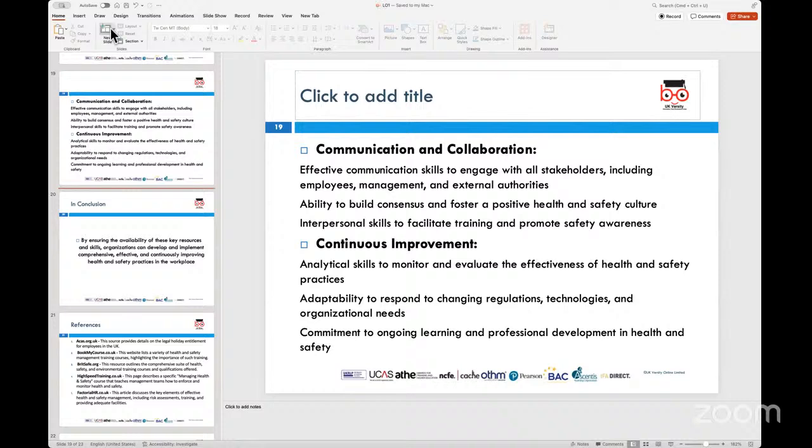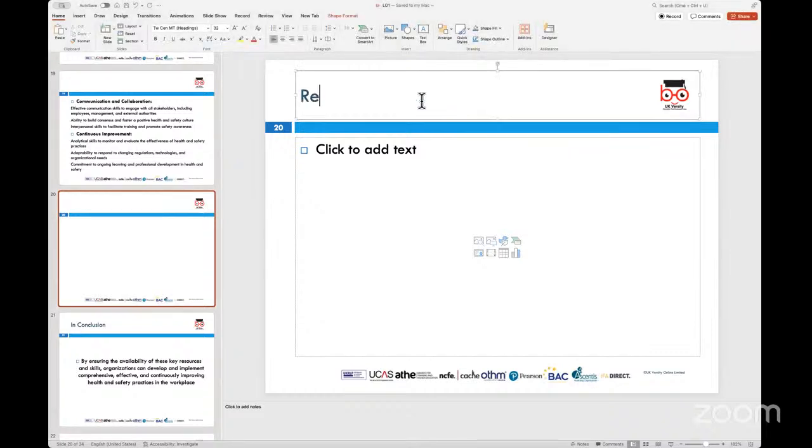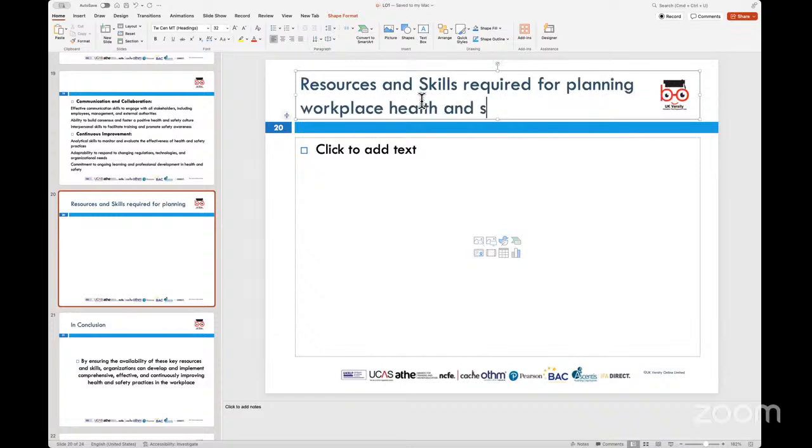And if I put down a bit of a summary slide here, that would be ensuring, I would say, resources and skills required for planning workplace health and safety. So in a nutshell, this table which I'm putting now would essentially give me an idea of how I would go about assessing the resources and the skills required to effectively maintain health and safety practices within a particular workplace.